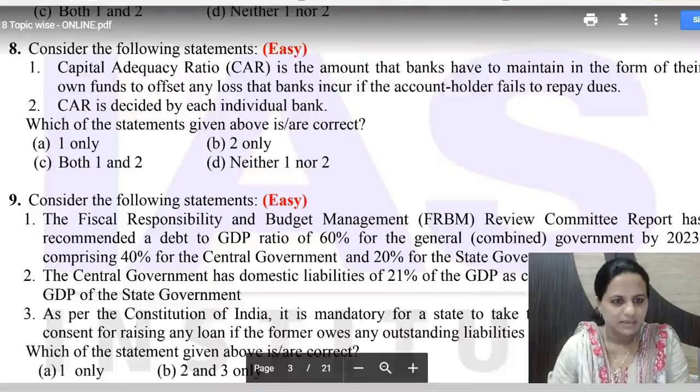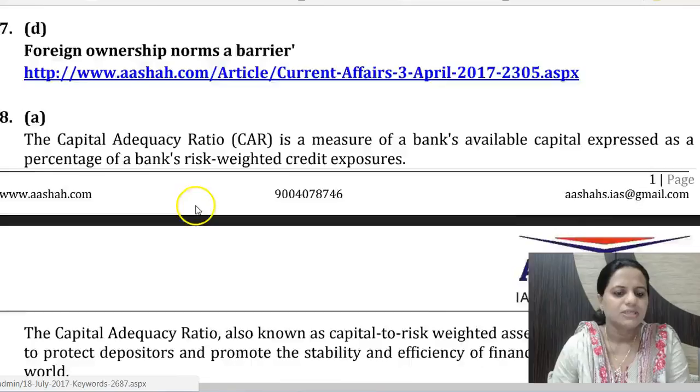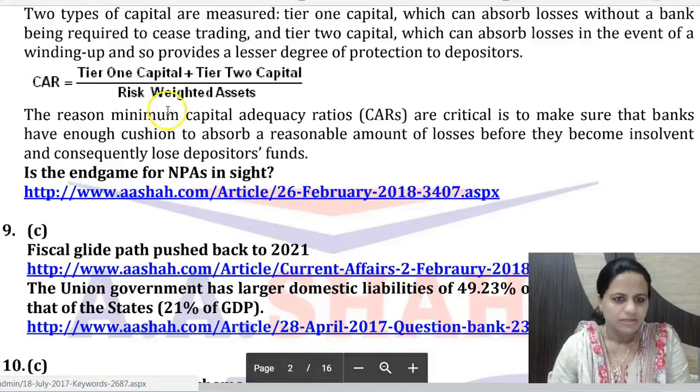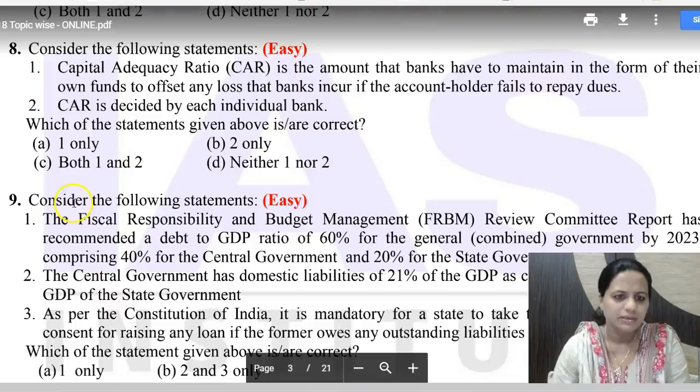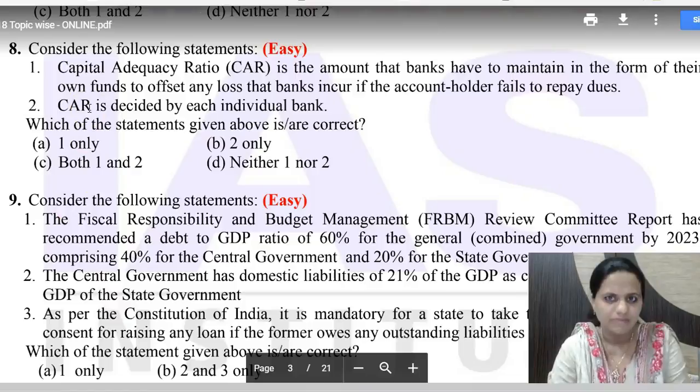Here again, we have been discussing capital adequacy ratio in news quite often. Here you can see, with respect to non-performing assets, the Basel norms determine the capital adequacy ratio percentage as such too. And the government, RBI also, decides as such. So it's not decided by each individual bank. So option two is incorrect. The correct answer here is A.